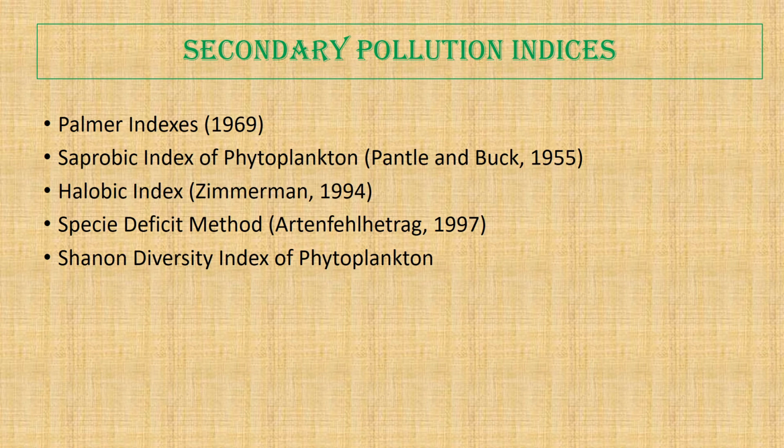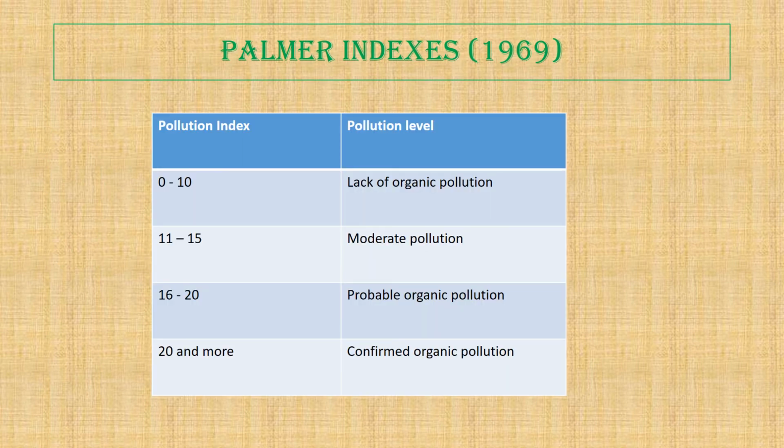The saprobic index has divided the benthic flora and fauna into four categories based upon the level of pollution. Halobic index also has categorized water body into fresh and saline, which are further subdivided, and this subdivision has different types of algae. This is the Palmer index.